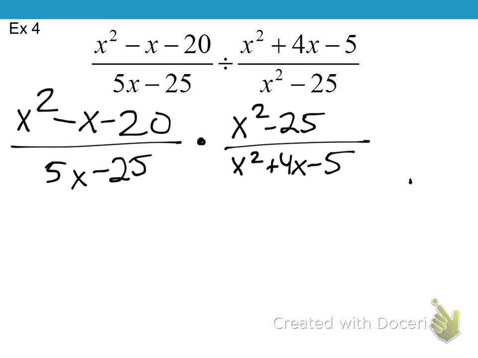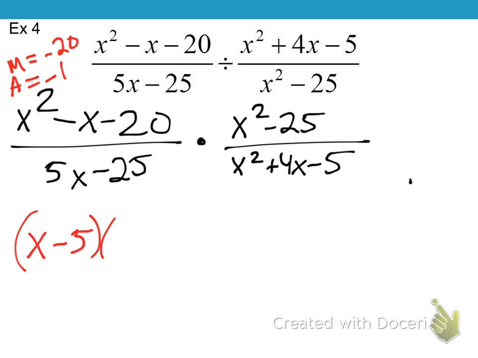How can I factor x squared minus x minus 20? Yeah, this is an MA. So it multiplies to negative 20, but it adds to negative 1. Negative 5 and 4. So x minus 5, x plus 4. All right.